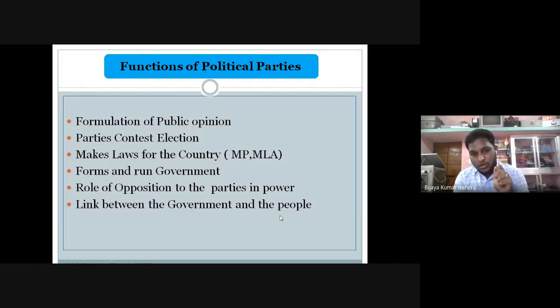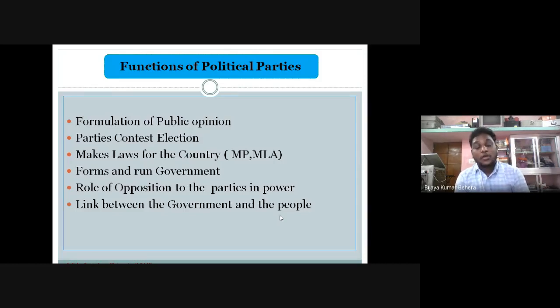Because suppose, imagine a situation where there is no opposition party. There is only one political party that comes to power, and there is no one to oppose. So what happens? In that case, the ruling party creates its own monopoly, creates its own rules and regulations, which are suitable for their own party, for their own party leaders, for their own followers, for their own people.